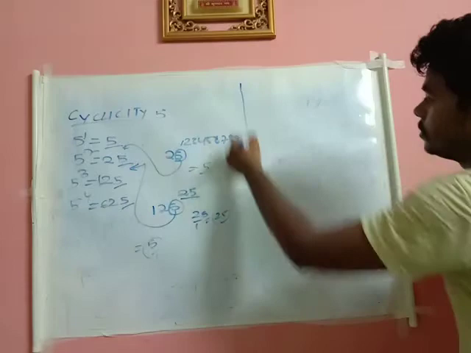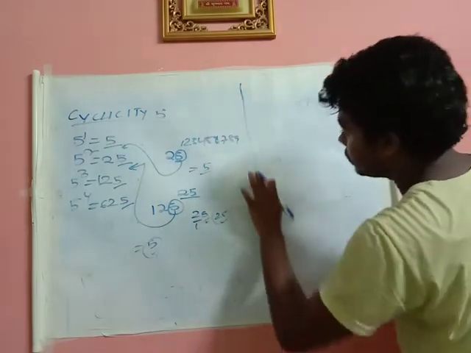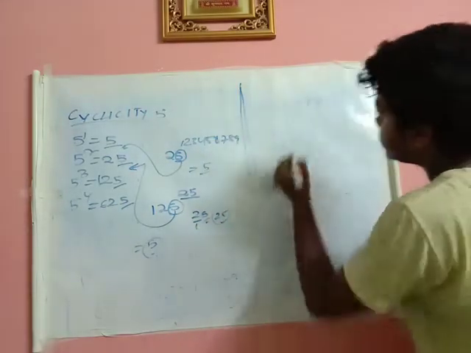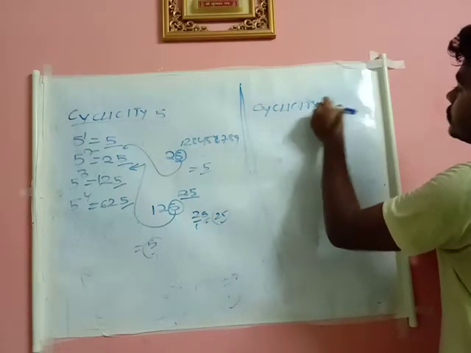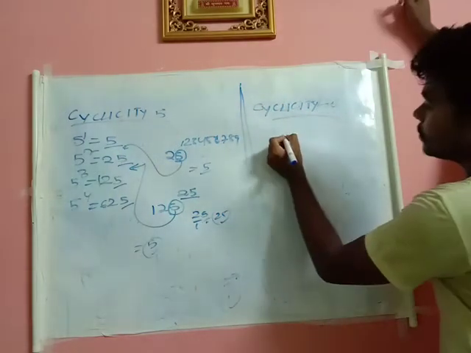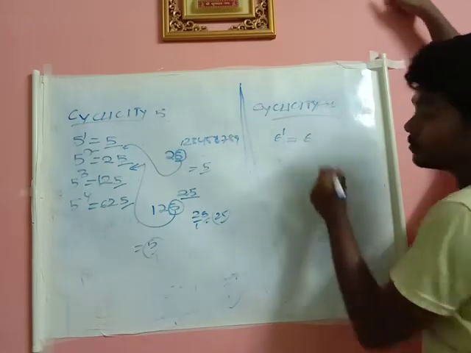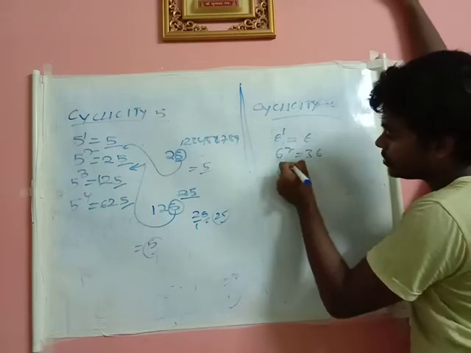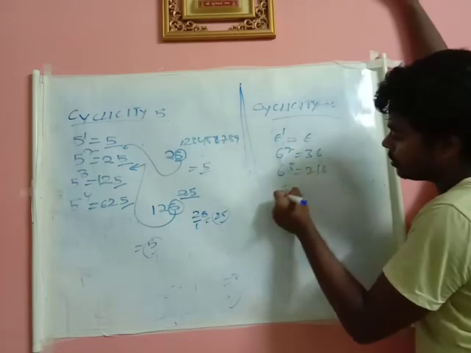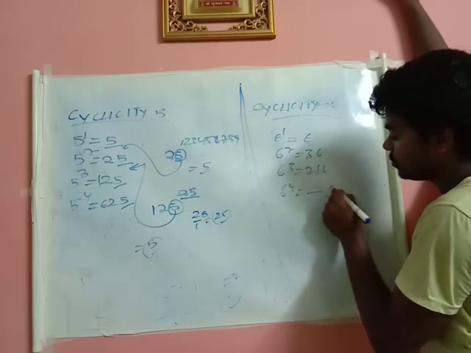Now coming to the cyclicity of 6. What is 6 power 1? 6 power 1 is 6. What is 6 square? That is 36. What is 6 cube? 216. What is 6 power 4? Something which ends with unit digit 6.